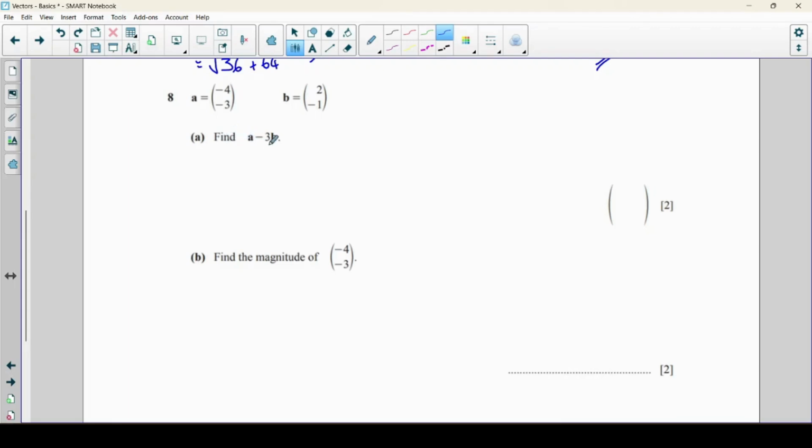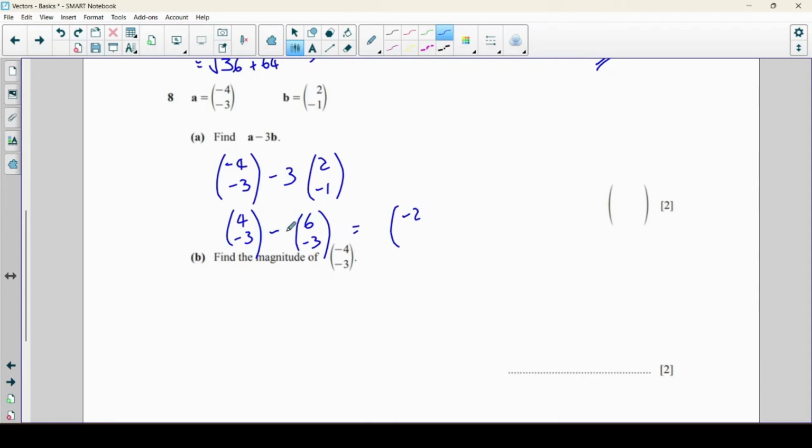Okay, and now we're going to find a minus 3b, so a is minus 4, minus 3, minus 3 times 2, minus 1. Again, I'm going to leave that minus sign and I'm going to do 3 times by 2, which is 6. 3 times minus 1 is minus 3. Then I'm going to subtract. 4 take away 6 is minus 2. Minus 3 minus minus 3, well that's the same as minus 3 plus 3, so that's 0. So minus 2, 0.